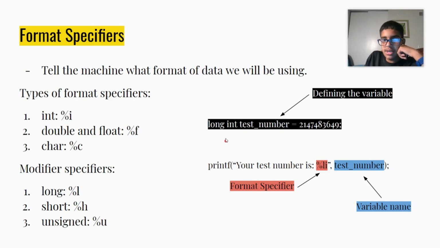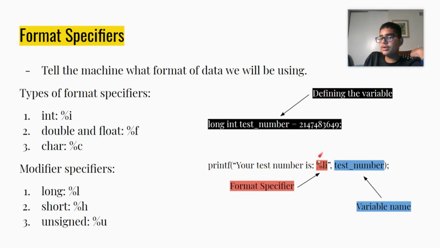So this is how you do it. Let's just say over here you define your variable. You do test number, which is an integer, is equal to this big number. And then you include long in front of it because this is out of the domain. And then over here you do printf, your test number is, this is what we learned in the previous video. And then as you see, our quotes end right here. So basically this is what we're going to be printing.